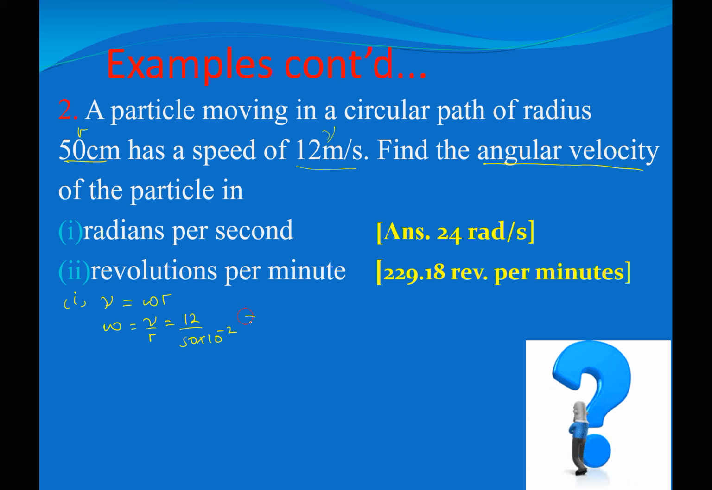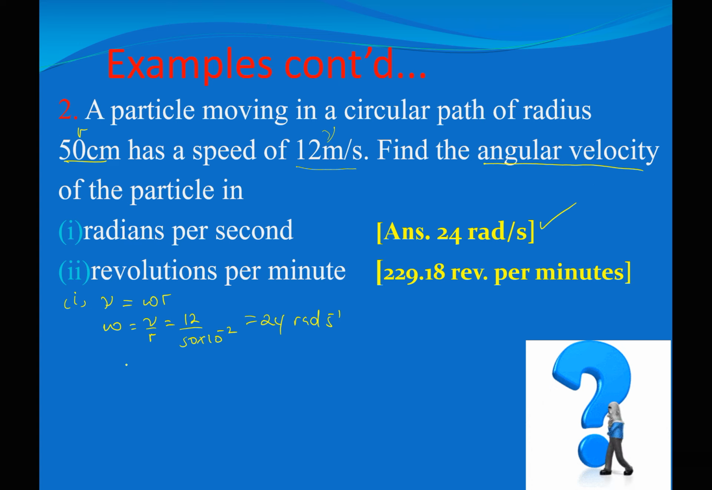So this is giving me 24. It is going to be 24 because this is in SI units, so this will be radians per second. So that is radians per second, so that is correct. Then the revolutions in revolutions per minute. I want you to recall that one revolution is one complete cycle. And how many revolutions are in one radian?